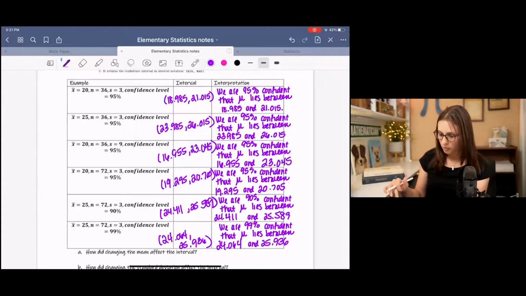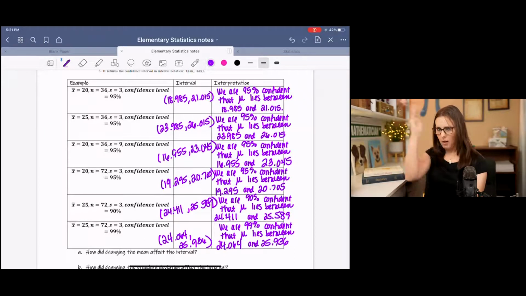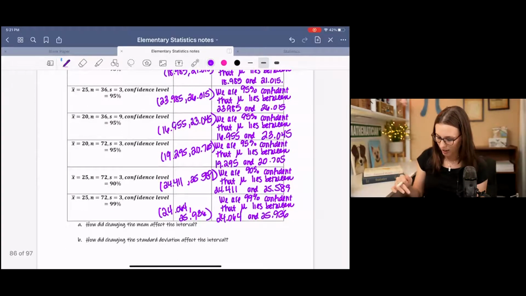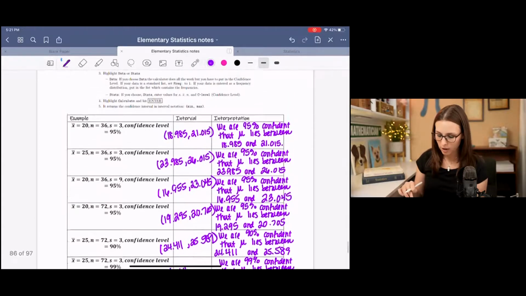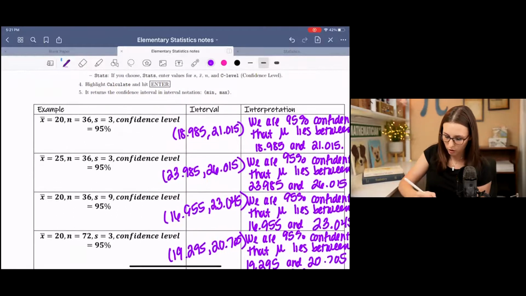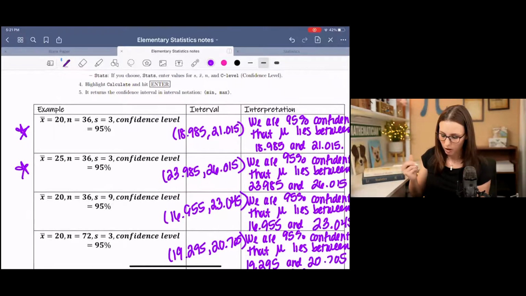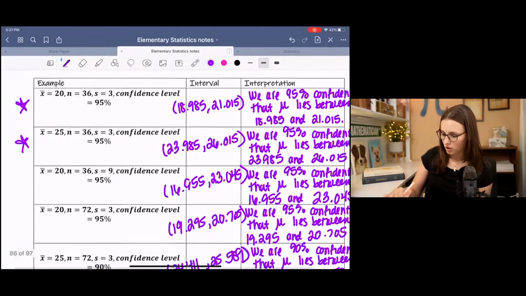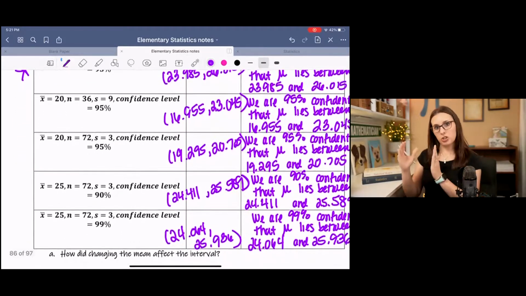So let's draw some conclusions here. I want you to notice some specific patterns. So how did changing the mean, only the mean, affect the interval? Let's look at these first two here, where only the mean was changed. If you notice, the mean changed by 5. How much did the interval change by? Also 5. So it just shifted our center over.